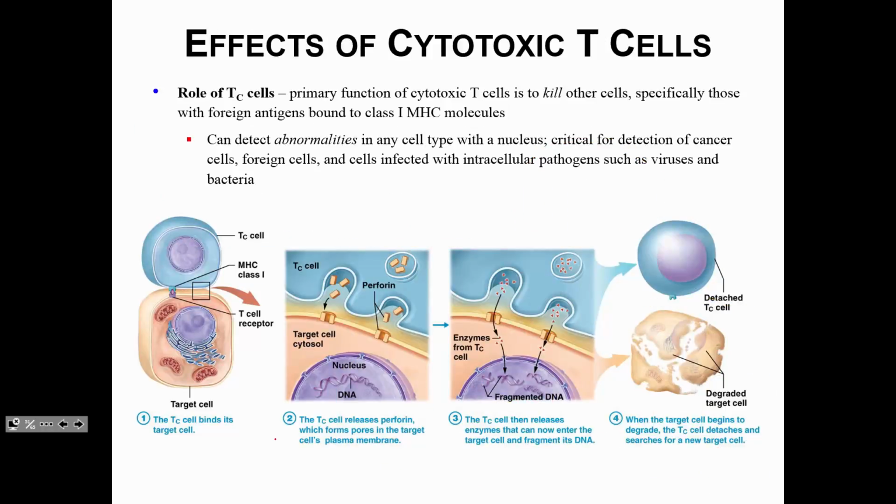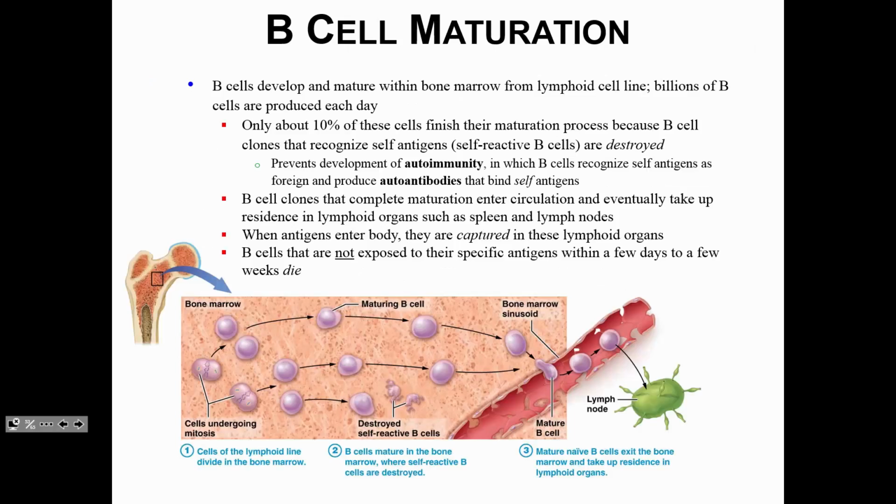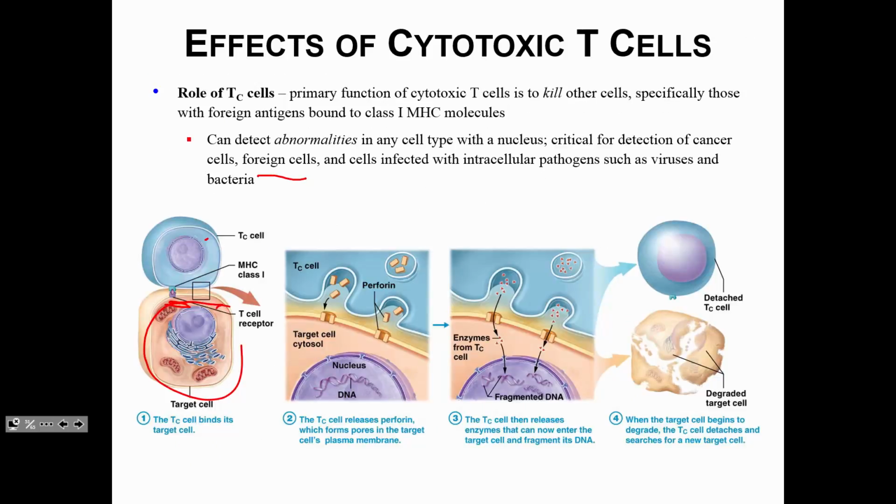Now, cytotoxic T cells are very different. Their primary function is to kill other cells, specifically those that have a foreign antigen bound to their class 1 molecule. So they can detect any abnormality in the cells, which is really important for detecting cancer, foreign cells, and any cell that's infected with a virus or bacteria. So basically, you have your normal cell here, because that's who has the MHC class 1 molecules. The cytotoxic T cell binds to the target cell. Right here, oops, sorry, let me go back. It's going to read this antigen.